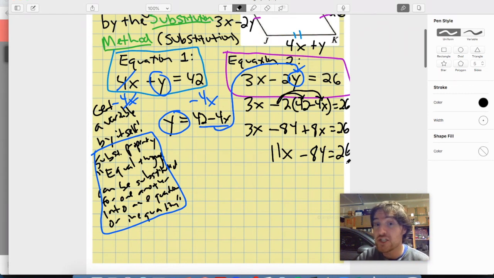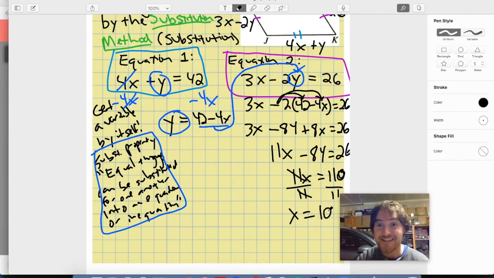Adding 84 to each side, plus 26, that shouldn't take very long. You can maybe use your calculator real quick. Computation is not a big deal if you're not so sure about it, but 84 plus 26 is 110. And that's nice, because this is 11 here. What do we need to do to both sides to solve for x? Division property of equality. So x is going to equal 110 divided by 11. It goes into it 10 times. That's perfect.